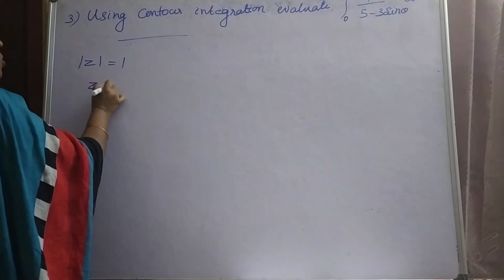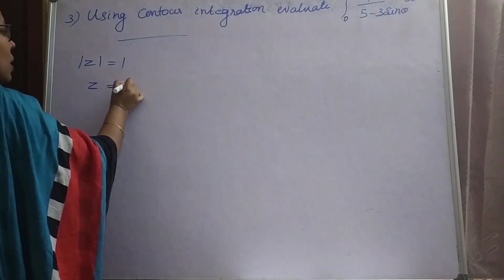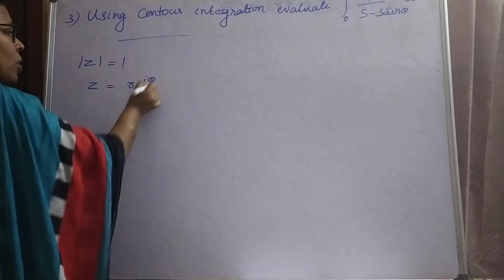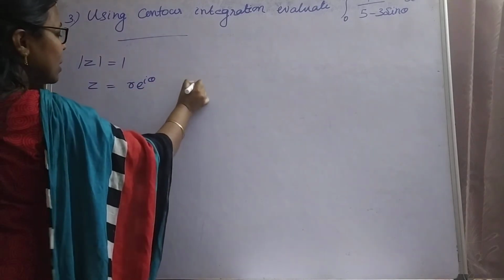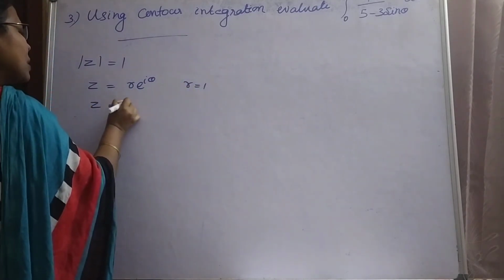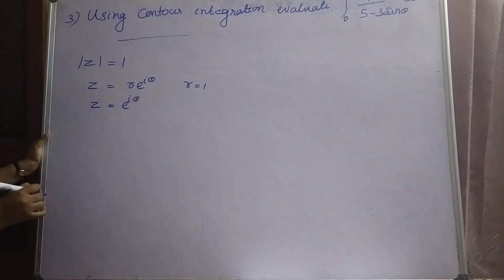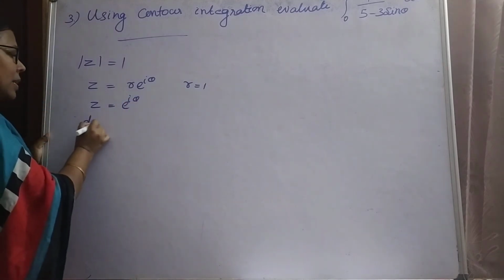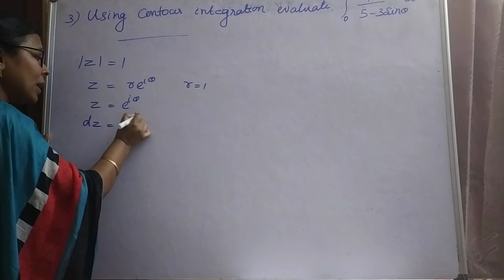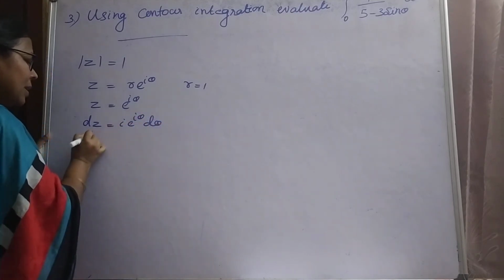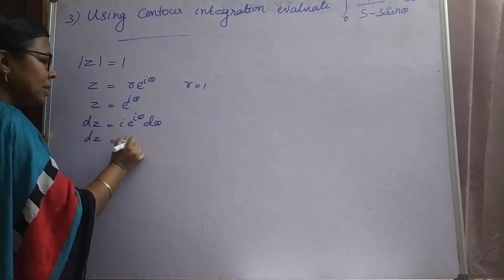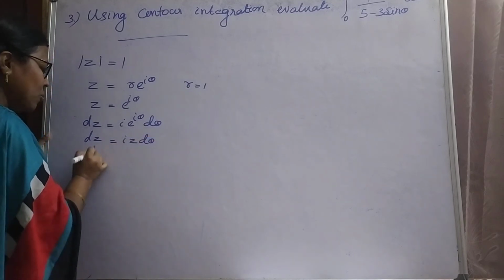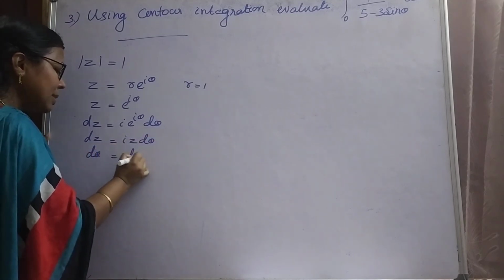Here z equal to r e raised to i theta, which is the polar form. Here r equal to 1. Therefore z equal to e raised to i theta. Then taking the derivative on both sides, dz equal to i e raised to i theta d theta. Here dz equal to i z d theta. What about d theta? d theta is dz by iz.